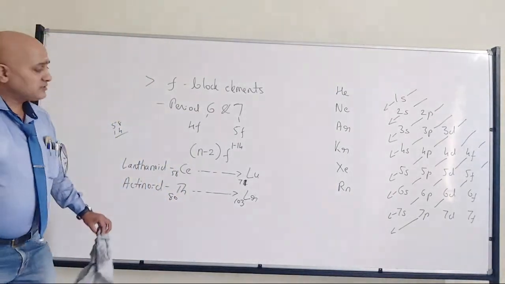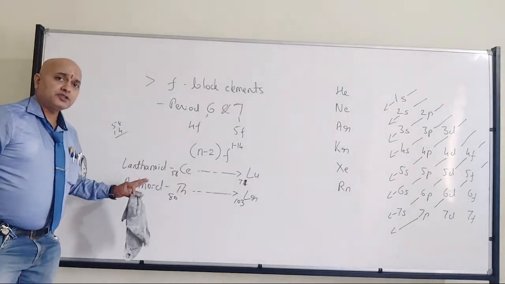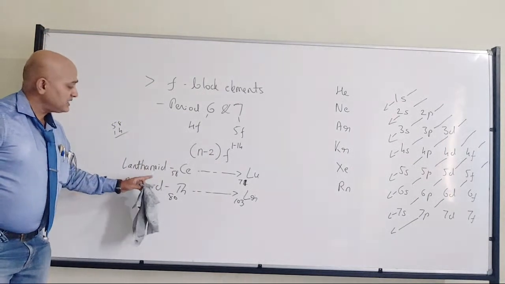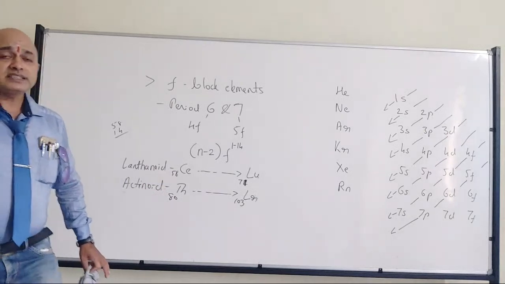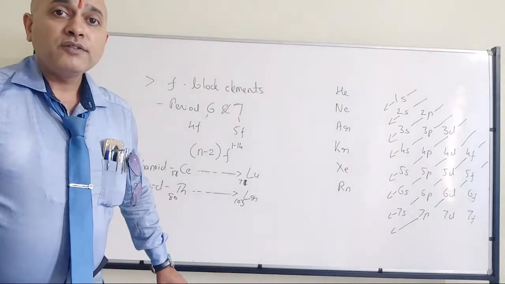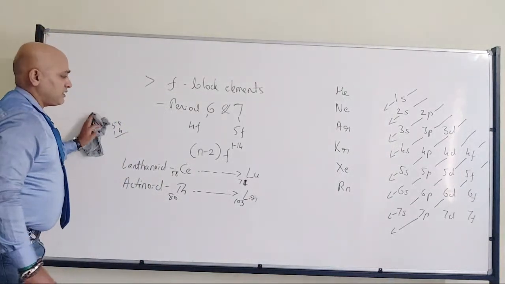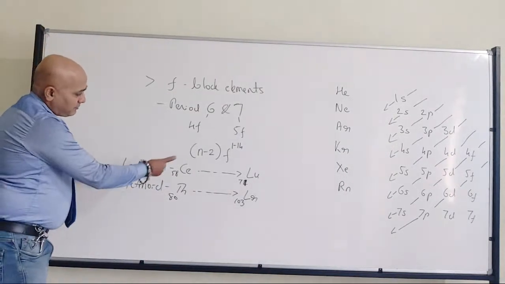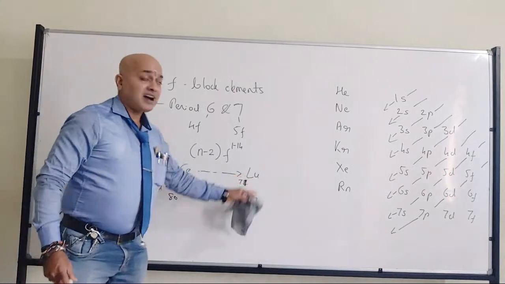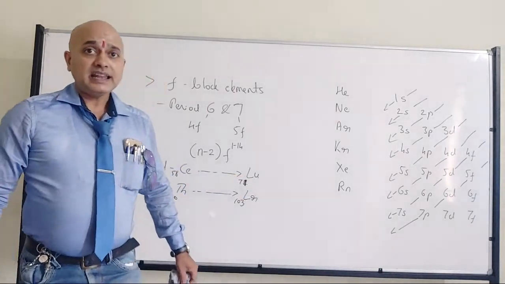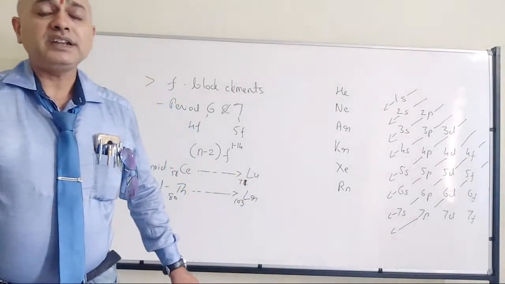Okay? So actually in f block, how many should there be? 14 elements in each series, because the f subshell can accommodate 14 electrons. Fine. So try to remember the first and last element. They can ask in competitive exams.